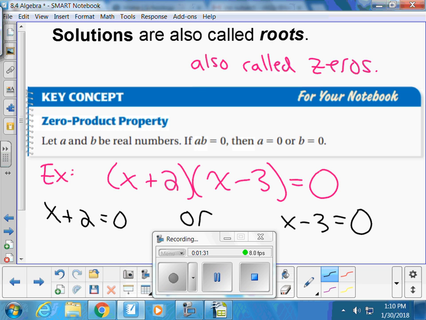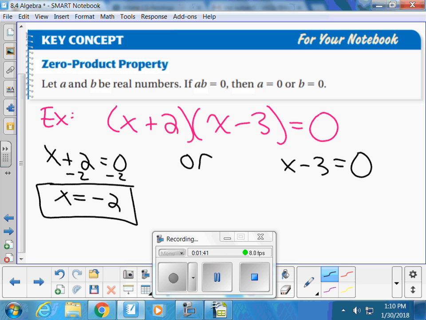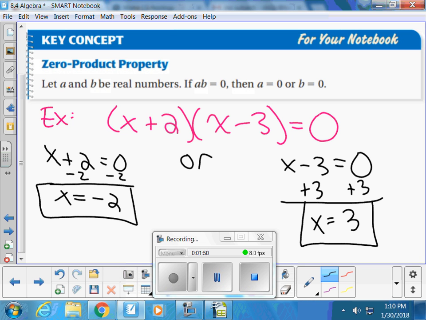Let me scroll it a little bit. If I solve the equation x plus 2 equals 0, I would just subtract the 2 to the other side, so I know that negative 2 is one possible answer. And if I solve the equation x minus 3 equals 0, I would just move my 3, and I would find out that x equals 3. You use the word or because one of those two answers has to be true, or the product would not have been 0. Make sense?